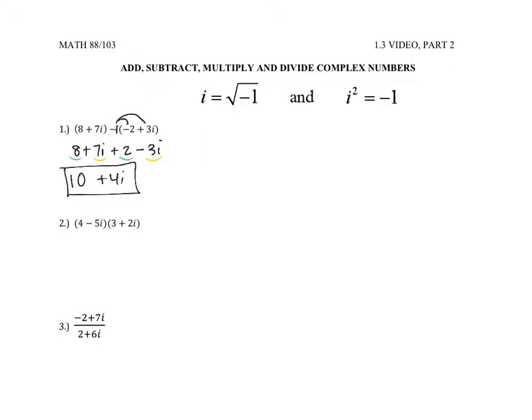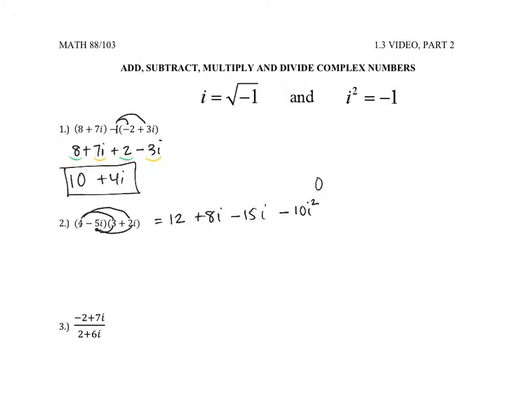Okay, now when we're multiplying complex numbers, we just need to distribute the 4 to both and distribute the negative 5i to both. Okay, so here we go. 4 times 3 is 12. 4 times 2i is positive 8i. Negative 5i times 3 is negative 15i. And negative 5i times 2i is a negative 10i squared.